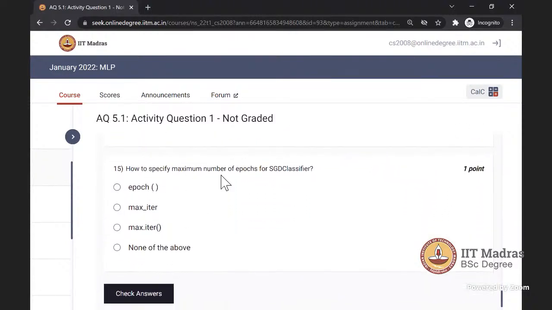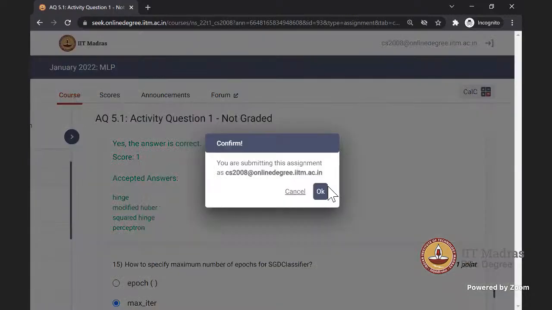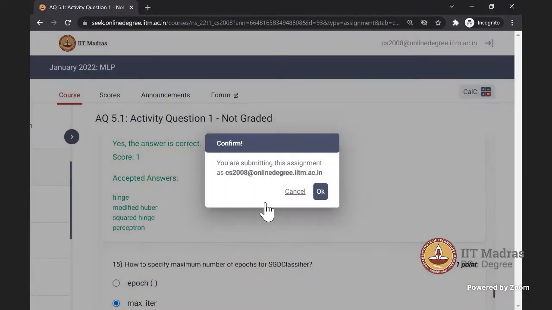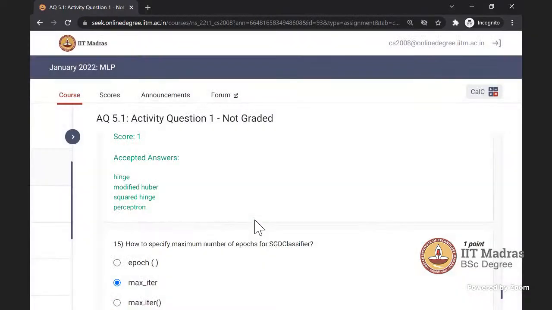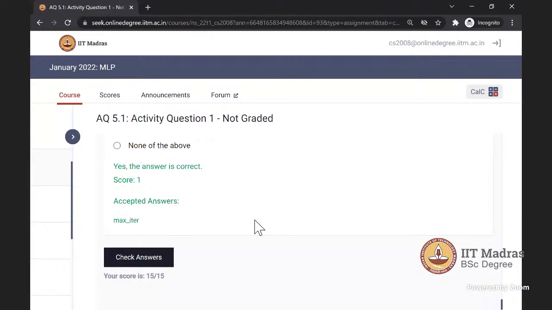How to specify maximum number of epochs in SGD classifier? Max iter. So there are two max iters. The second one. Okay, all our answers are correct.